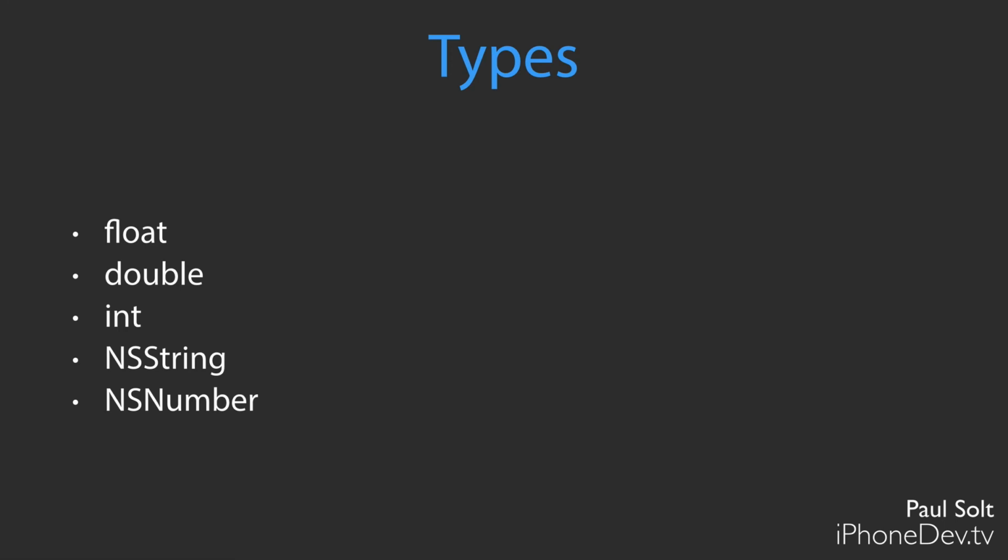Int is a whole number, like an integer, and it can be positive or negative. So you can have negative 24 or positive 27 or 0. It's just a way to store information in our applications.